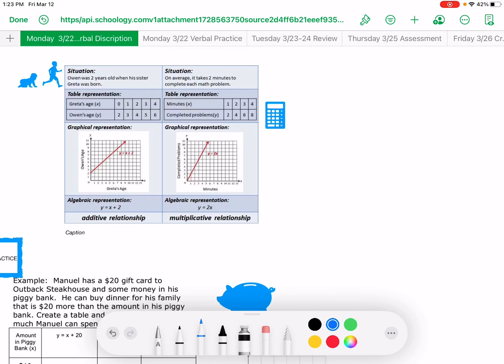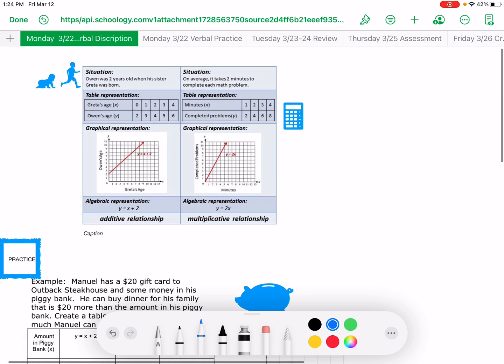Today we are going to be talking about verbal descriptions. You're given a situation and you're going to portray it in a table, a graph, and then an equation. So you're putting all three together, the whole kit and caboodle. As we talked about the week before spring break, you have an additive relationship, which will be adding, and multiplicative, which would then be multiplying.